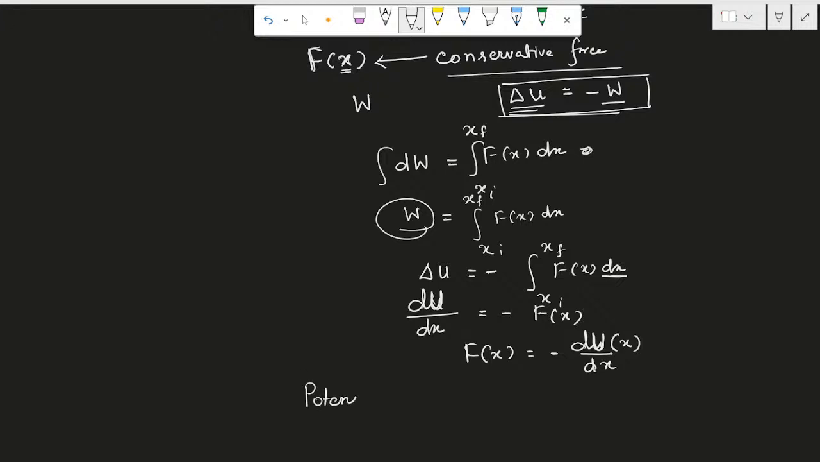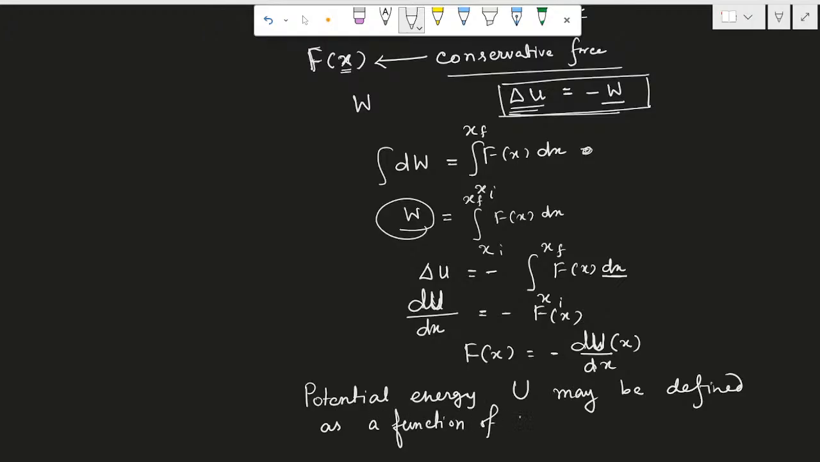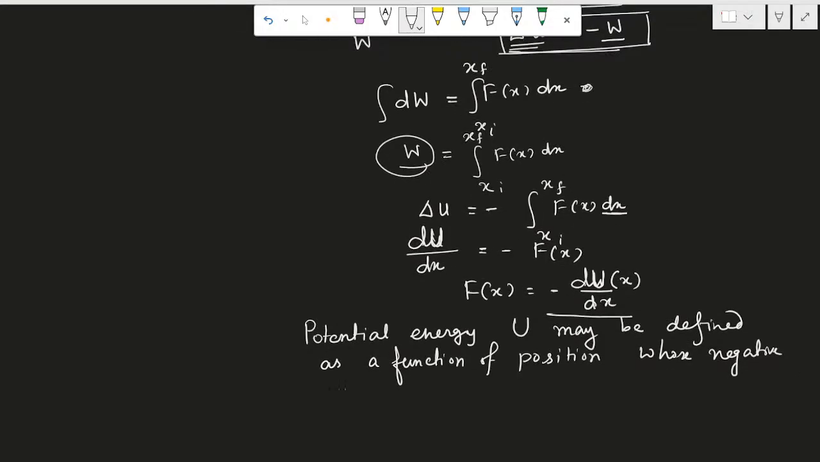Potential energy U may be defined as a function of position whose negative gradient, see this is minus dU by dx, so it is a negative gradient, whose negative gradient gives the force.